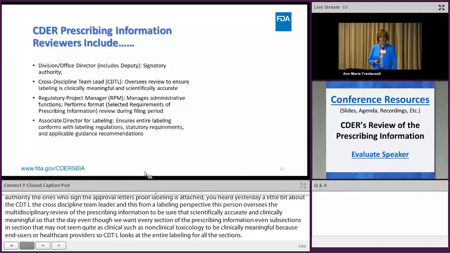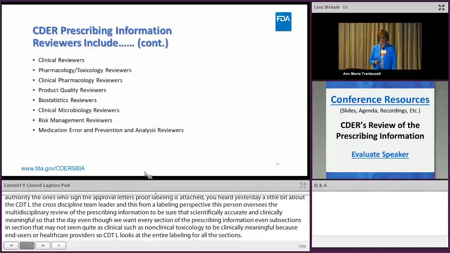A rather newer role we have is the Associate Directors for Labeling. These are labeling specialists within the division. So they ensure that the labeling for that division meets regulatory standards and is consistent with guidance. And they also make sure that the labeling within that division is consistent for similar indications and products.